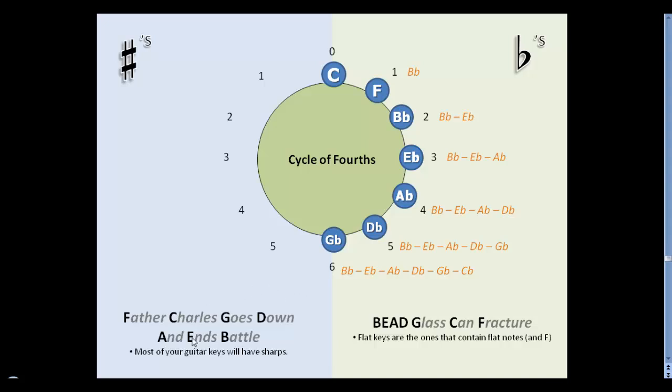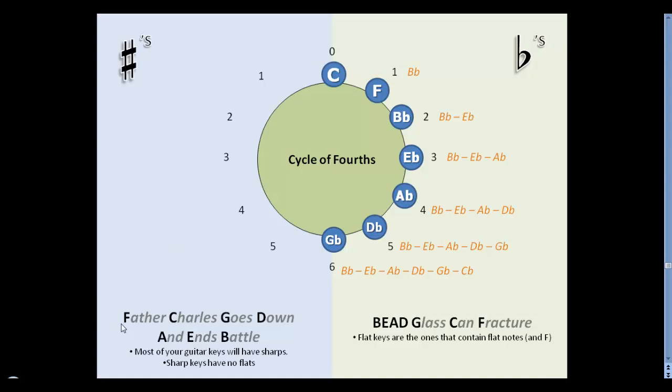Okay, most of your guitar keys will have sharps. Any of these sharp keys will not have any flats. So as guitar players, when we're composing songs, most of the time we're going to be composing in sharp keys. All right, so how do we figure out which keys we draw on the sharp side?